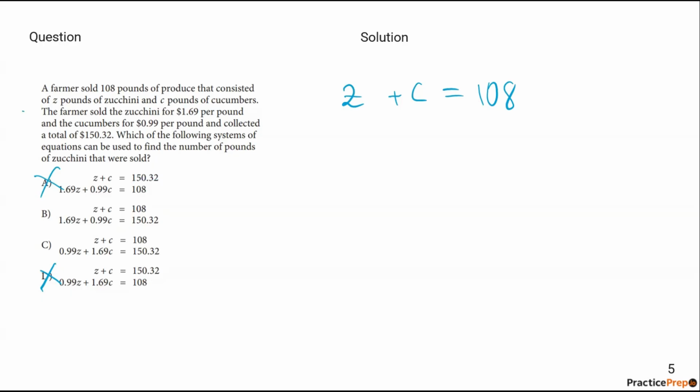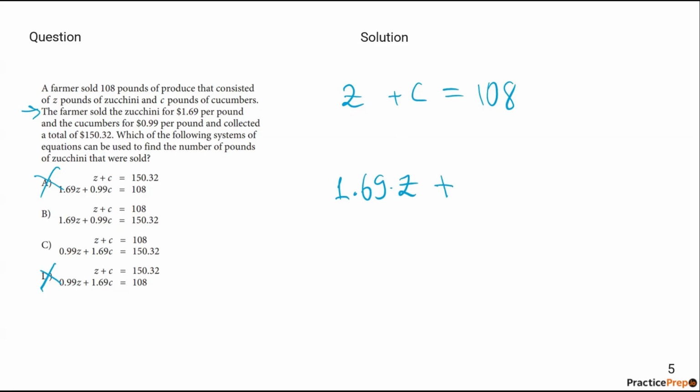Now let's take a look. It says here that the farmer sold the zucchini for $1.69 per pound. And whenever this happens, you have to add that coefficient next to the letter or the variable which represents that name. In fact, we call it the variable. Zucchini is the variable. How many zucchinis he sold, we don't know, but we know that each pound cost 1.69, so that's why we multiplied them together.